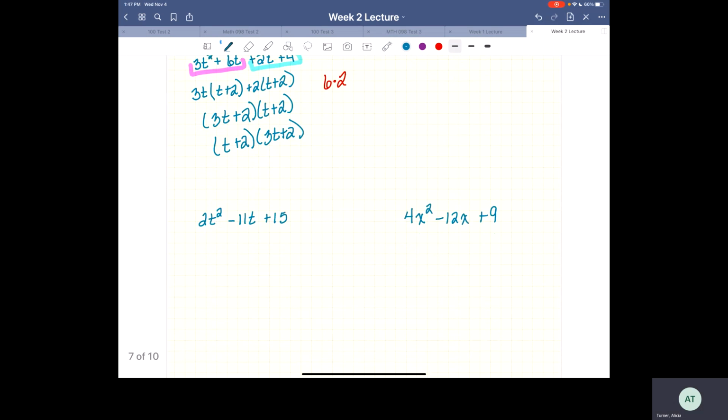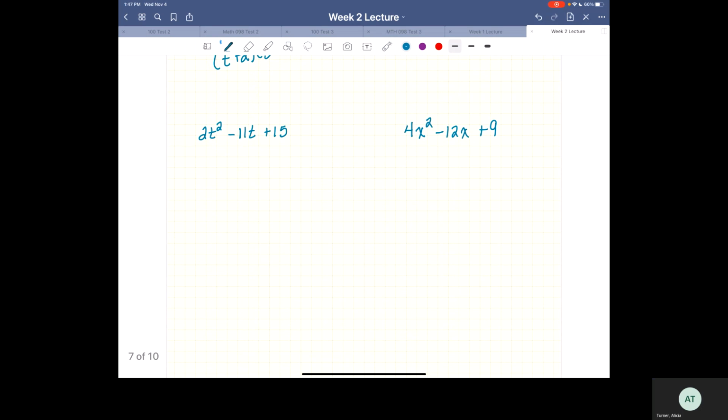Now, let's do another one. I'm going to find my product. 2 times 15. My product is positive 30. Okay, my sum is this value right here, so it is negative 11.